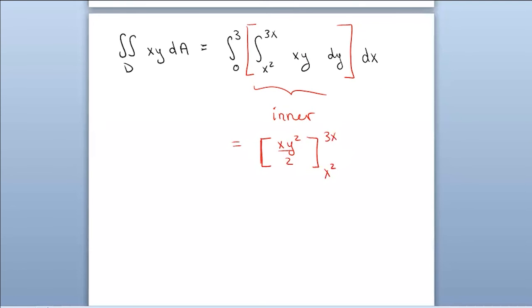Now, something that I think is helpful is to make sure I say, okay, I was integrating with respect to y. These are my limits of integration for y. So I'm actually plugging these in for y. That means this x here is just going to hang around. We're not messing with it. We're not plugging anything in for it. Right now, that x just stays there.